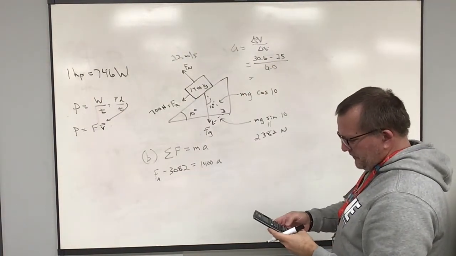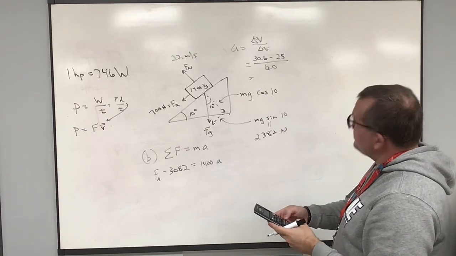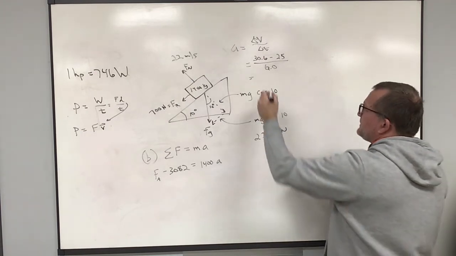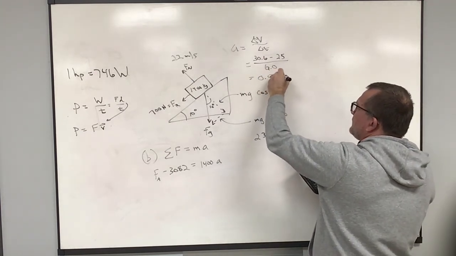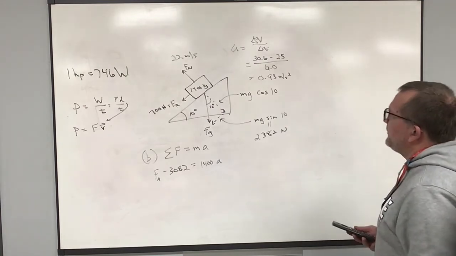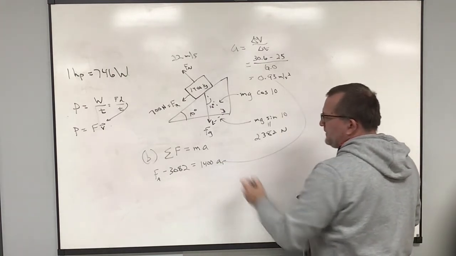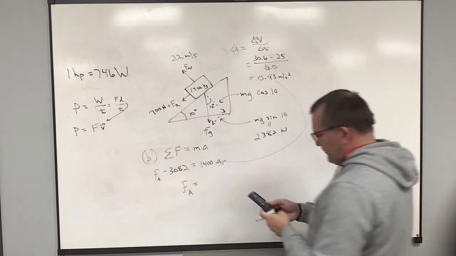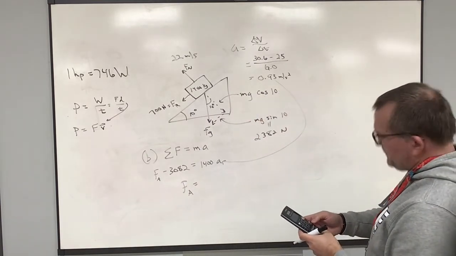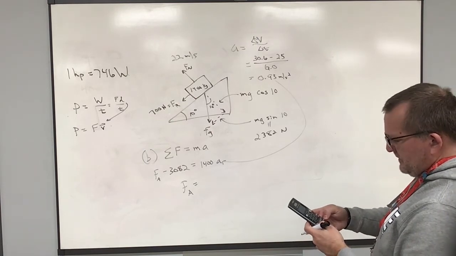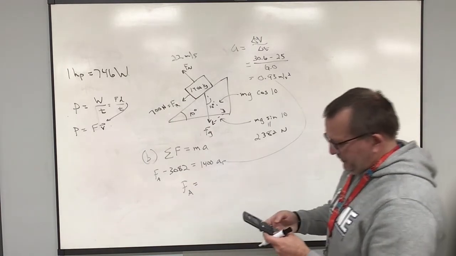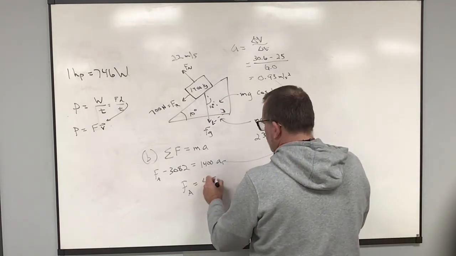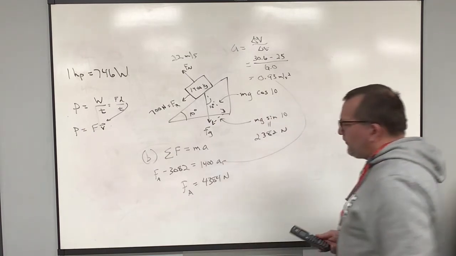So 30.6 minus 25 divided by 6 gives me an acceleration of 0.93. I substitute that in, and I solve for my applied force. So I take 1400 times 0.93, and then I add this over, so I add 3082. So about 4,400 newtons of force.